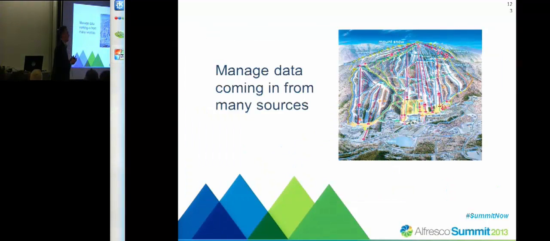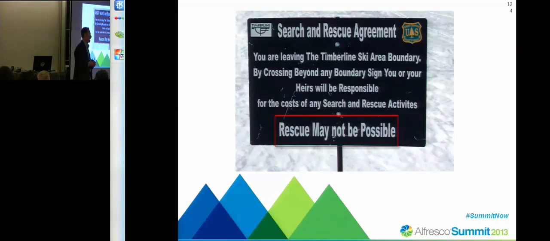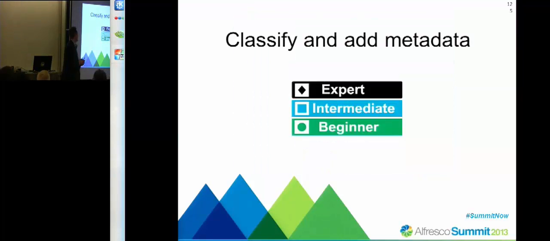So when I think of managing data coming in from many sources, I think of a trail map at a ski lodge. You have all these channels of images coming into your system. How do you get them into the right spot? Well, if you don't do it appropriately the first time when they come into your system, rescue may not be possible. Ultimately, this may result in frustration for your users and extra costs that you don't want to incur. So the first thing you need to do is categorize your documents and images as they come in, classify them and add metadata.